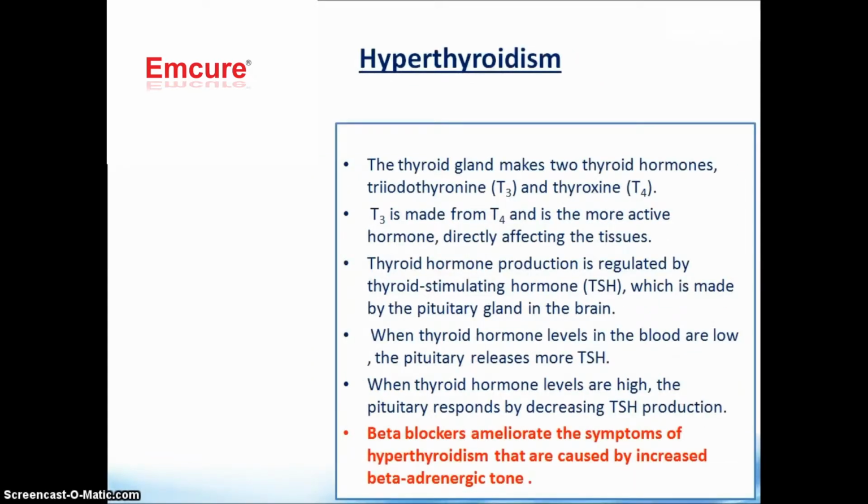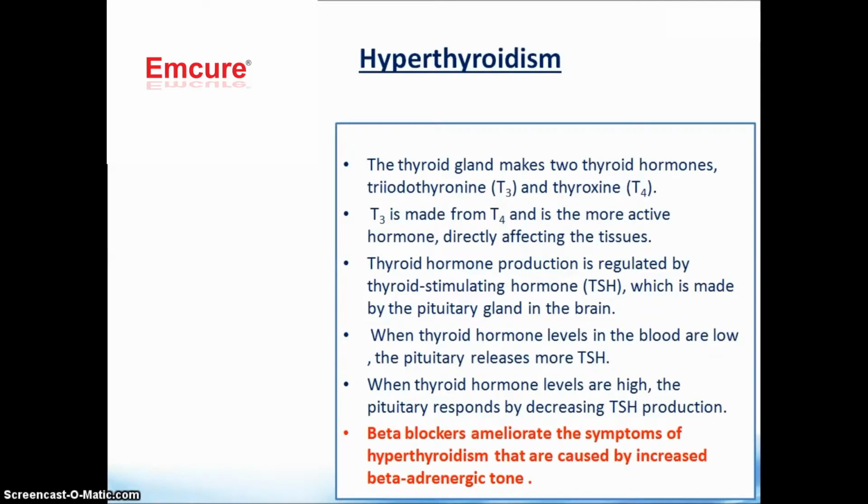Then what are the three main hormones which are responsible for hyperthyroidism, or which help the doctor diagnose hyperthyroidism? Well, the thyroid gland makes two thyroid hormones. They are triiodothyronine, that is T3, and thyroxine, that is tetraiodothyronine, T4. Well, T3 is made from T4 and is also a more active hormone, directly affecting the tissues.